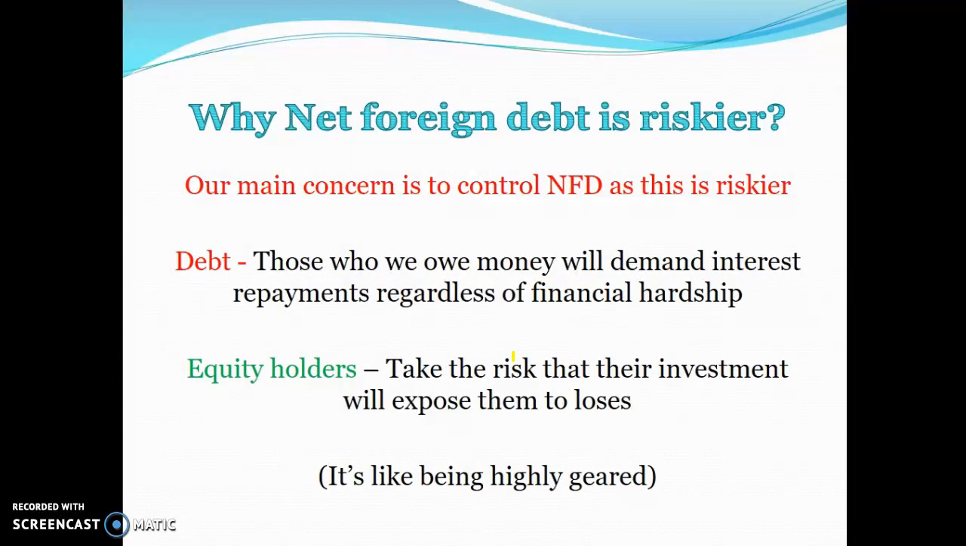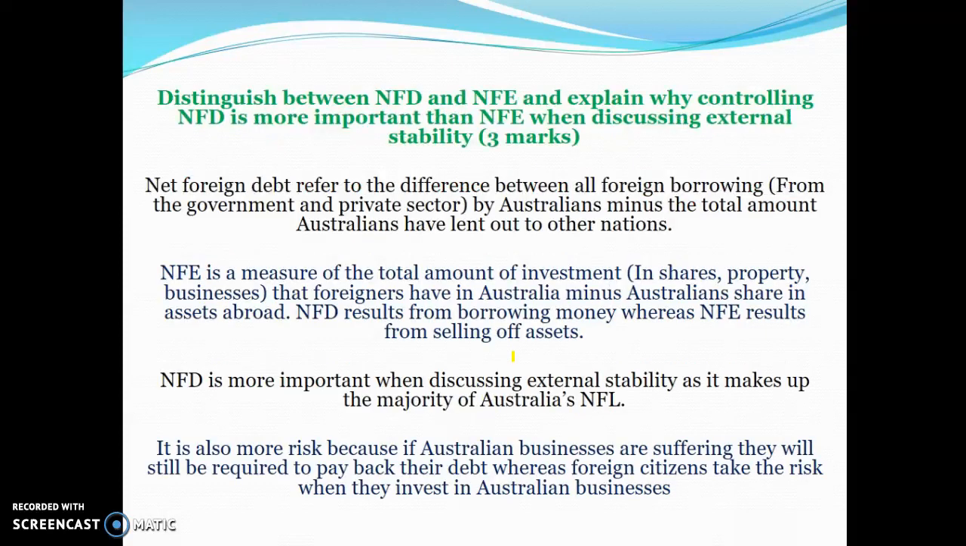Okay. Why is net foreign debt riskier than net foreign equity? Net foreign debt is riskier because if we issue debt, we have to pay it back regardless of our own financial hardship or how badly our businesses do. Whereas equity holders, if they invest in Australia and buy shares or buy part of a business, are taking the risk that their investment will expose them to losses. So in essence, the more debt we take on, the bigger the risk because we have to pay that back regardless.